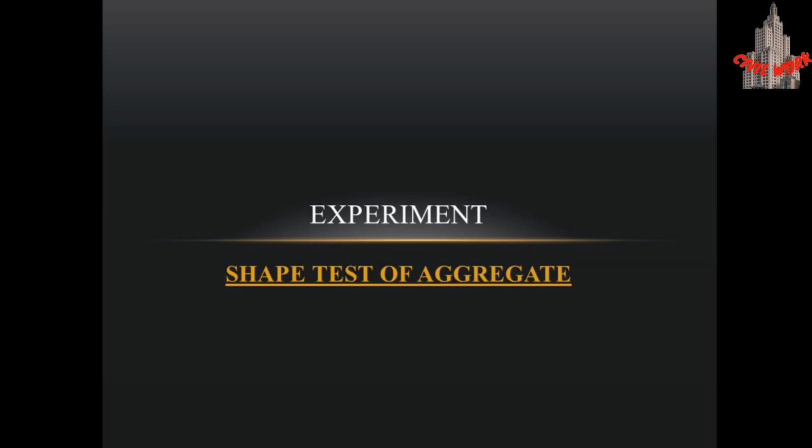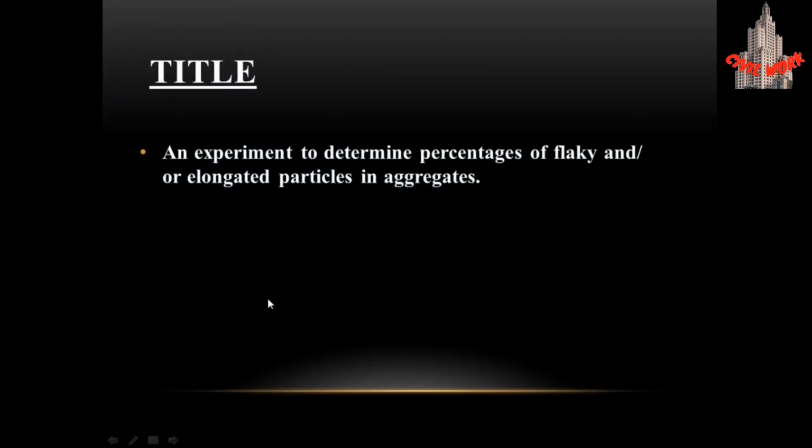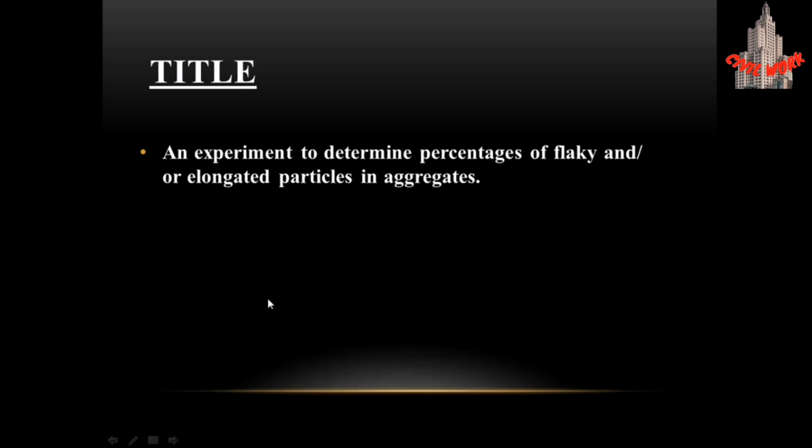Today we will discuss another experiment, which is the shape test of aggregate. The shape test of aggregate is a laboratory test used to determine the shape and angularity of aggregate particles. It's an important test in civil engineering, as it can affect the workability, stability and durability of the aggregates.